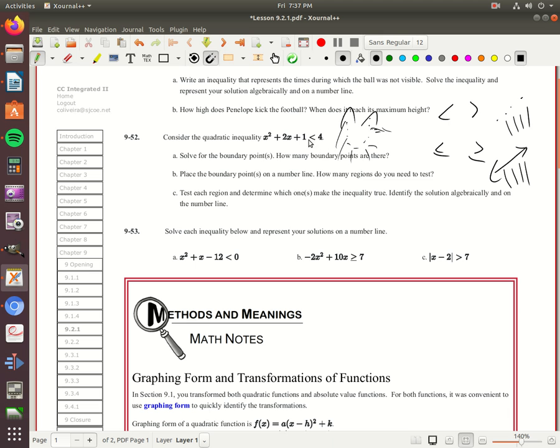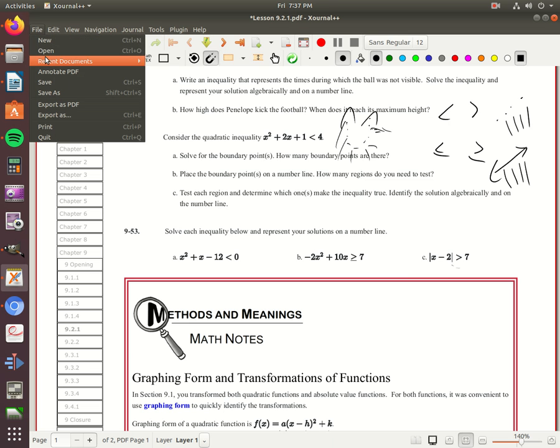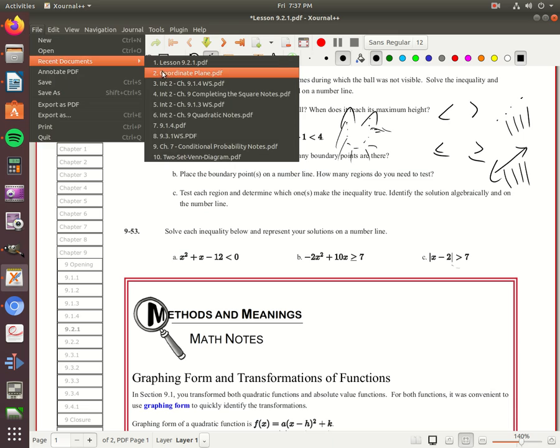I've jotted down 952, 953, A, B, and C because I'm going to go to a coordinate plane and I'm not planning on coming back to this page. So I'm going to do these 4 problems on a coordinate plane. So hopefully you have these things jotted down and we'll follow along.